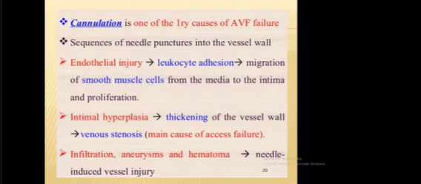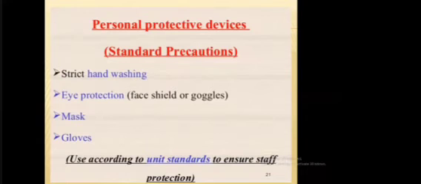Next is cannulation. Cannulation is one of the primary causes of AVF failure. Repeated needle puncture into the vessel wall leads to endothelial injury, intimal hyperplasia, infiltration, aneurysm, and hematoma. This leads to failure of the AVF: repeated hematoma, repeated aneurysm formation, pseudoaneurysm, and infiltration all cause more and more injury to the vessel and failure of the fistula.